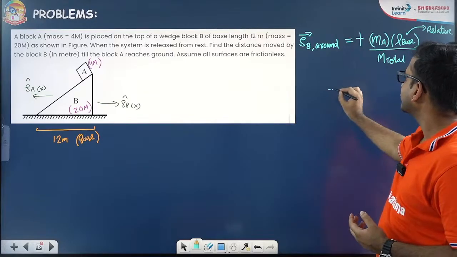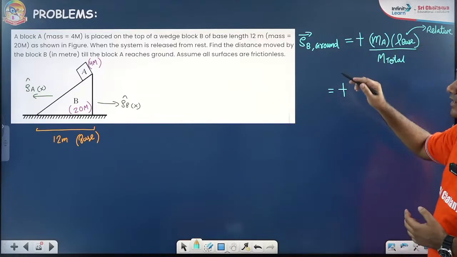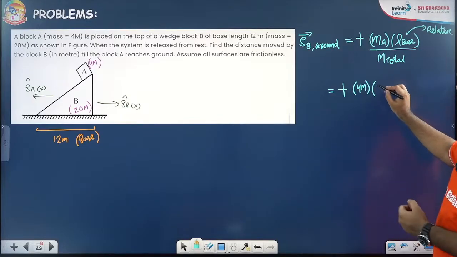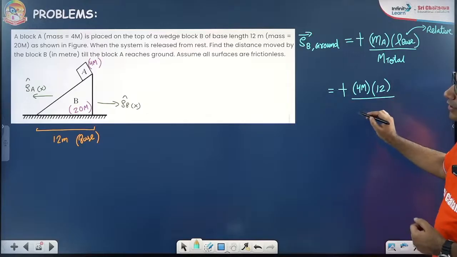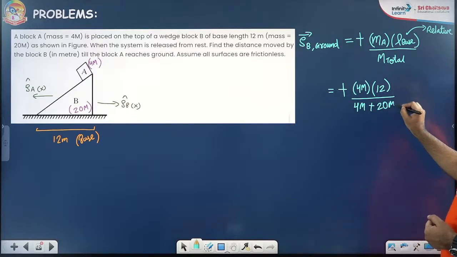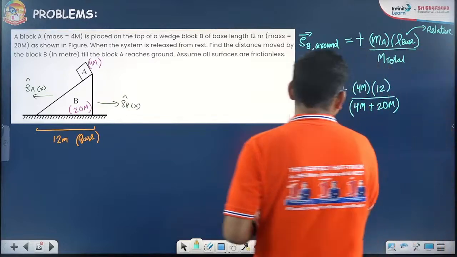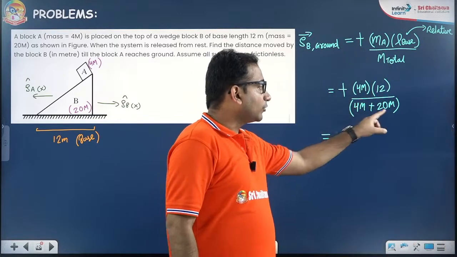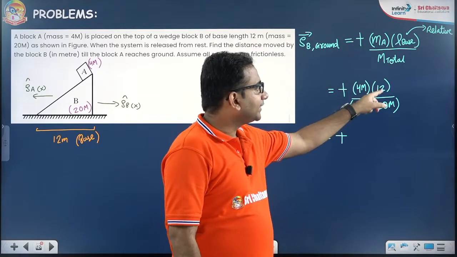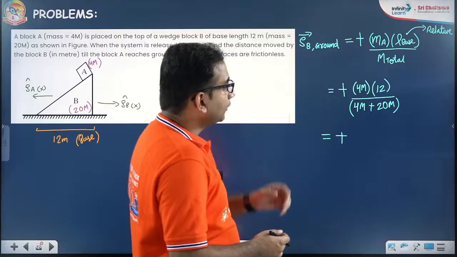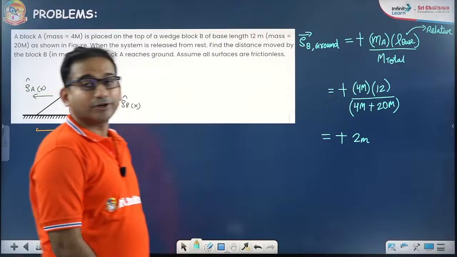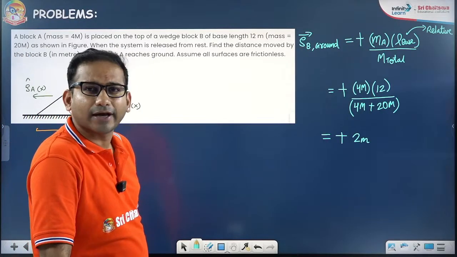That is the format. So that will be equal to positive of the mass of A, which is 4m. The base length is 12 meters, and the total mass of the system is 4m plus 20m. So the denominator will have 20 plus 4, that is 24. The numerator will have 12 into 4, 48. 48 by 24 is equal to 2 meters. I hope that's clear to you.